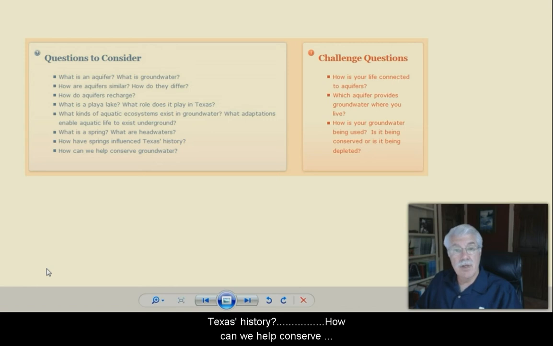And for additional discussion, here are some additional questions. How is your life connected to aquifers? Which aquifers provide groundwater where you live? How is your groundwater being used? Is it being conserved or is it being depleted?